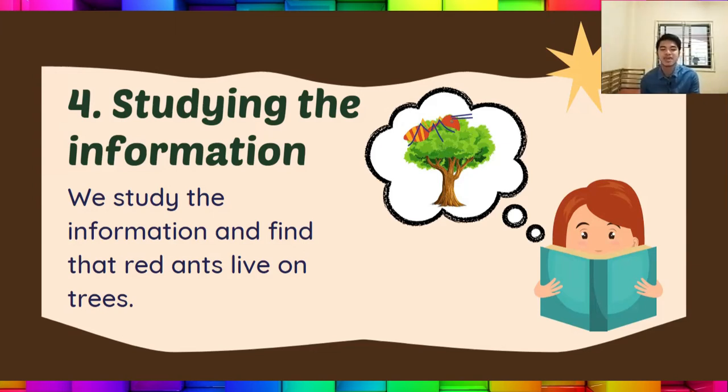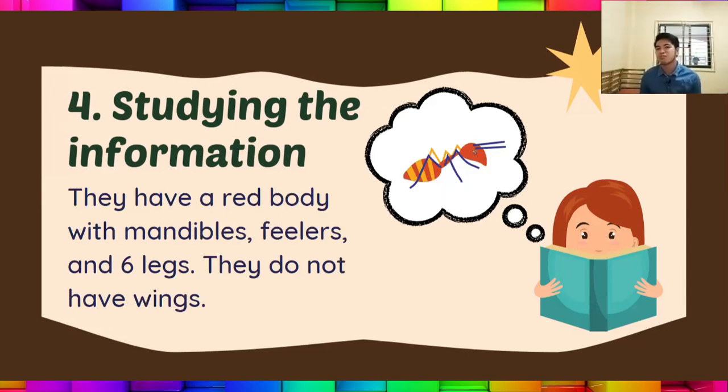Here, we study the information and find that red ants live on trees. For example, because we are studying the red ants, we can study more information in the books and look for red ants. What more information can we take from the books about the red ants? For example, they have a red body with mandibles, feelers, and six legs, and they do not have wings.